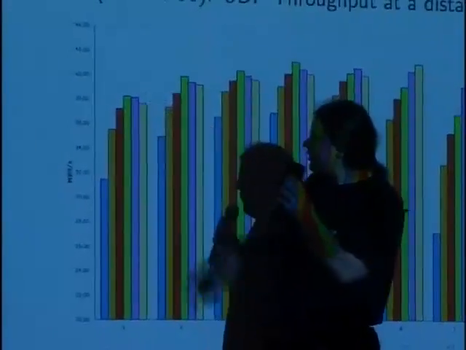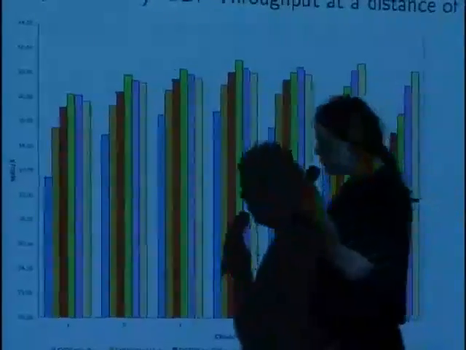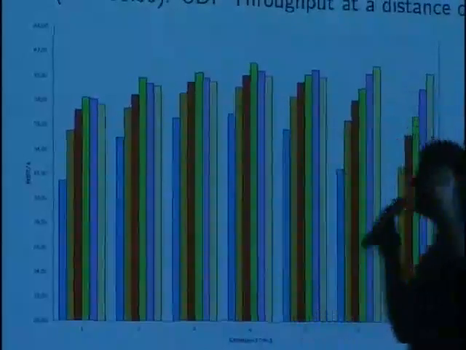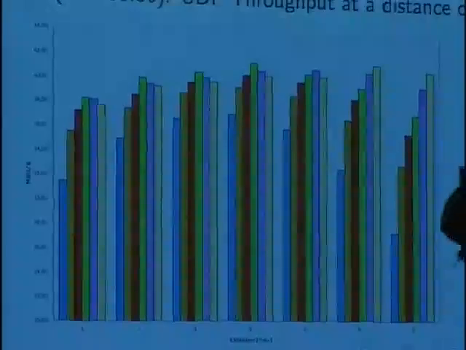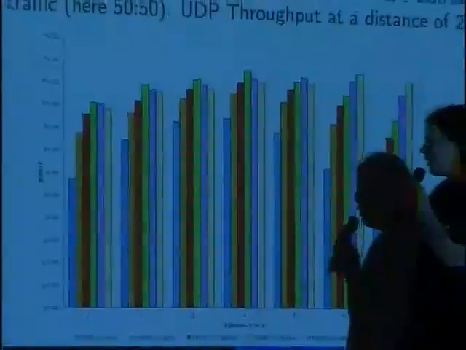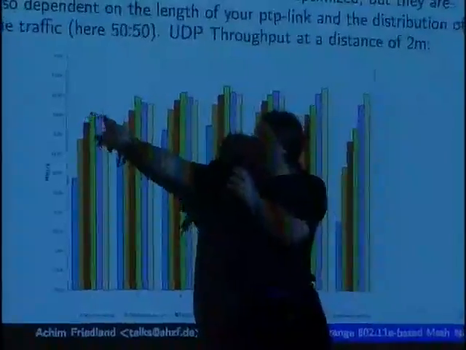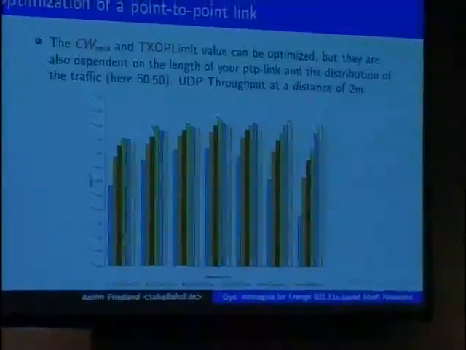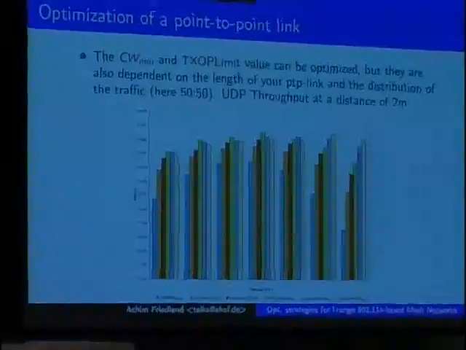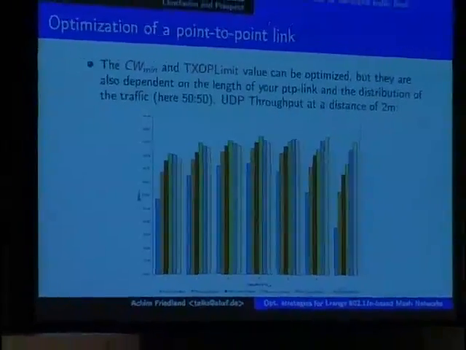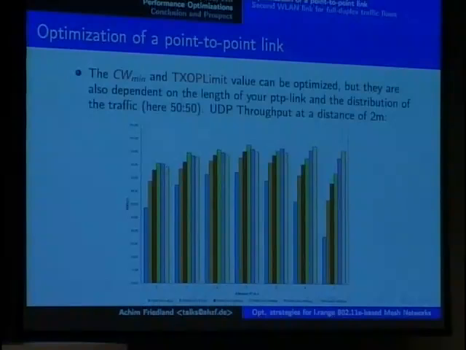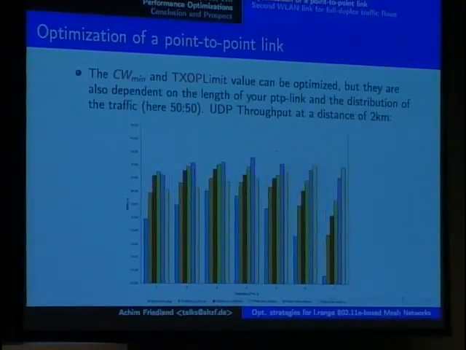The throughput you can see here is not really great, but you will see if you use longer times for the transmission opportunity, the throughput will increase. But it won't increase up to the maximum value of the TXOP limit. Somewhere there's an optimal point, and afterward the throughput will decrease again. This is mainly a consequence of the CW min value. It's also dependent on the distance of your link.